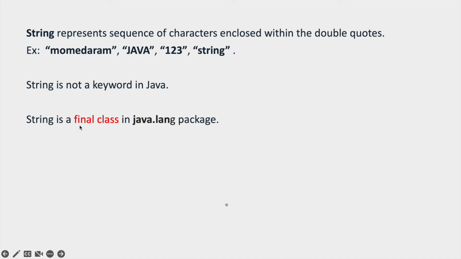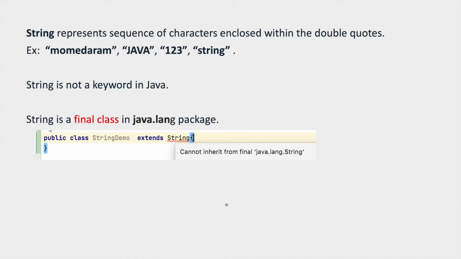This is a final class, so we cannot create any subclass. If you try to create a subclass, it will give an error saying cannot inherit from final java.lang.String. That is, String is a final class, so we cannot create any subclasses. String is a derived type. It is not a primitive type. It is a derived type.